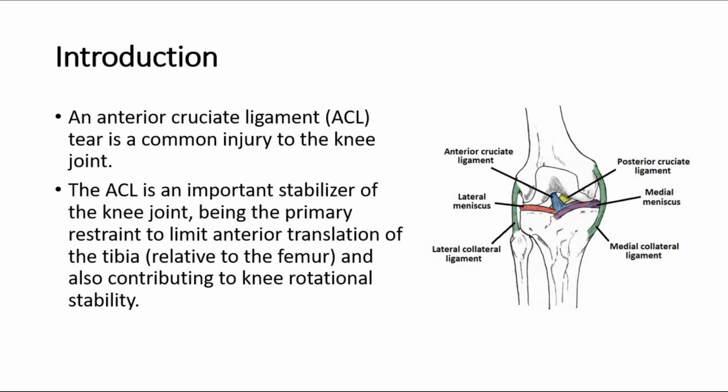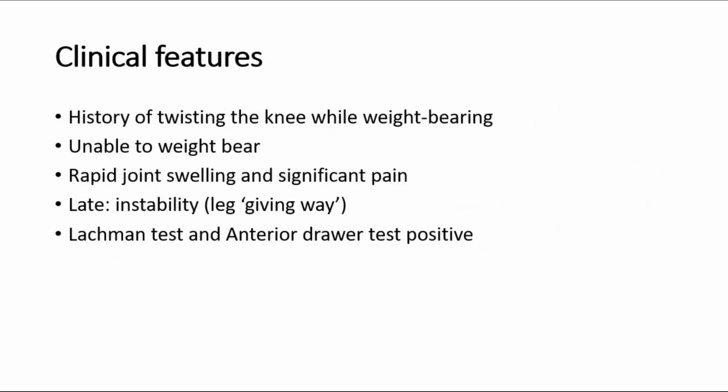For clinical features, an ACL tear typically occurs in an athlete with a history of twisting the knee whilst weight-bearing. The patient is usually unable to weight-bear. They will typically present with a rapid joint swelling and significant pain. If the presentation is delayed, instability may also be evident, in which the patient describes the leg as giving way.